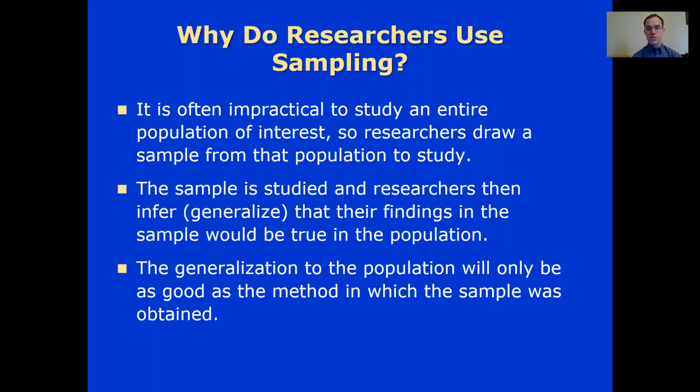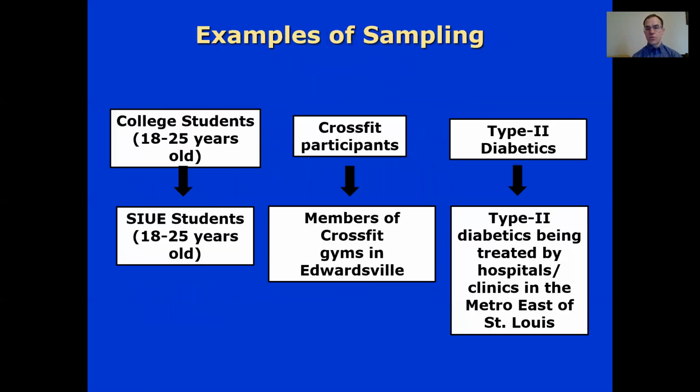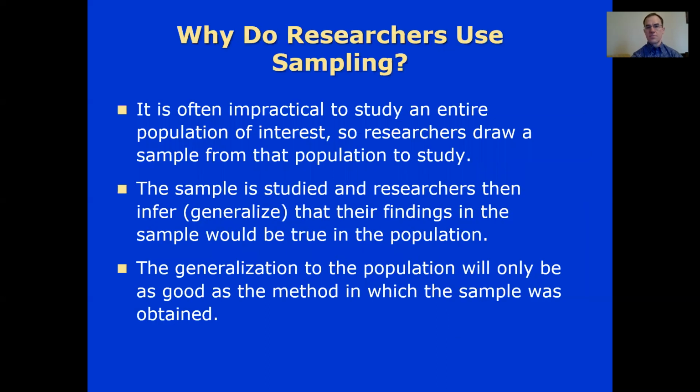Now, the generalization to the population will only be as good as the method in which the sample is obtained, and that's a very important one. It's not just simply a matter of going out and getting a sample from a population, but you need to ensure that that sample is representative of the entire population. So let's go forward and talk about some examples.